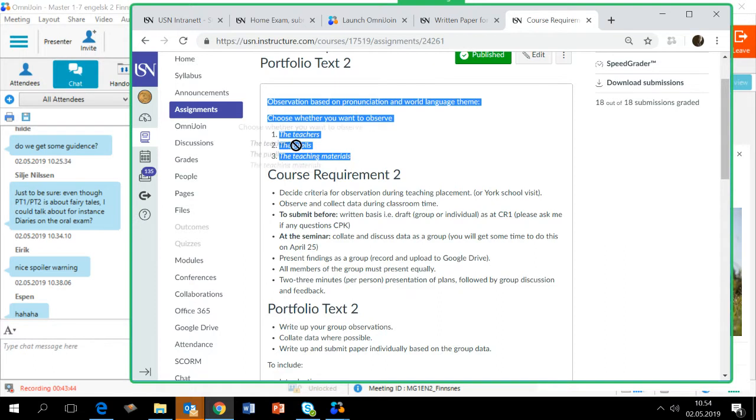And then I actually gave you 3 aspects. If you were going to do the juicy burger, I'd already, in the task, given you teachers, pupils, teaching materials, which would be a natural way of looking at how these 3 things affect pronunciation in the classroom.